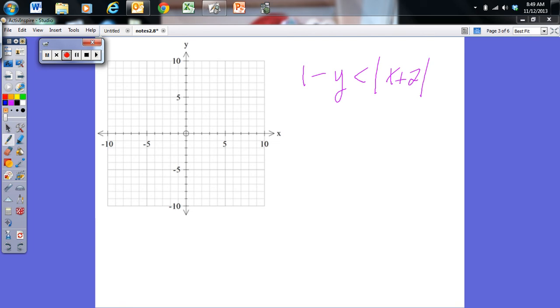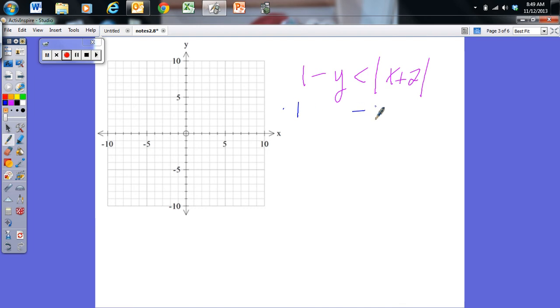Alright, I'm going to mix it up a little bit now. Now we're going to talk about absolute value inequalities, which hopefully you already watched the video on transforming absolute values. Basically, you're just shifting it left, right, up, down, changing the slope. Here's an inequality, but it's not solved for y yet, so we have to solve it for y.